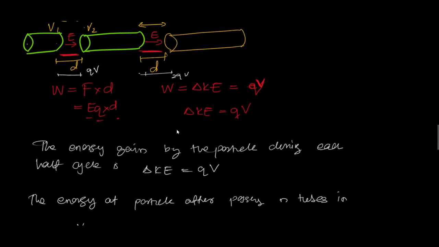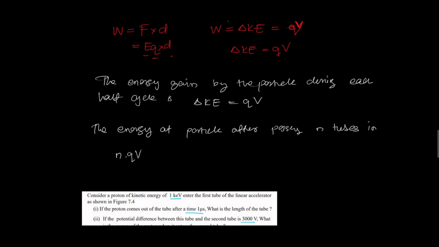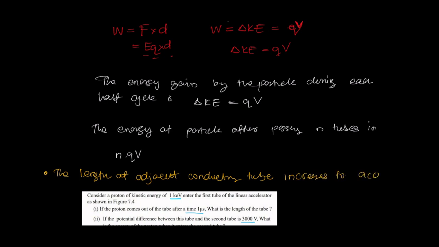So here I think we missed a note. Here we can include that, before the example, the length of alternating or the adjacent conducting tube increases to accommodate the particle inside the tube until the electric field is in the desired direction.